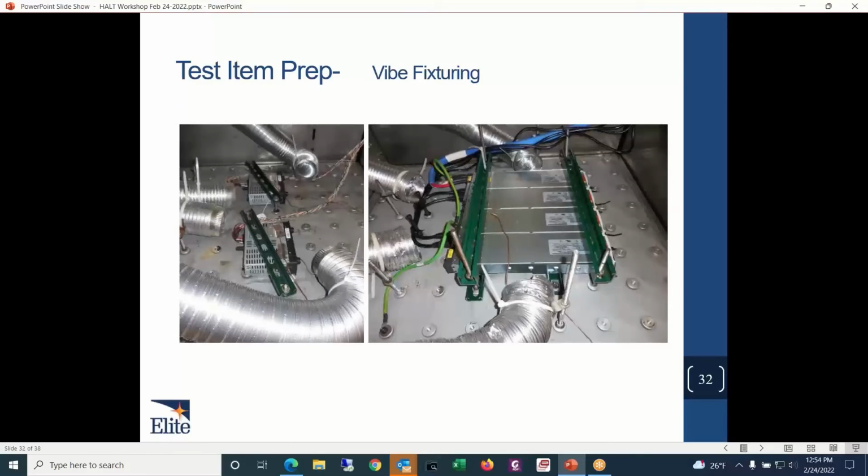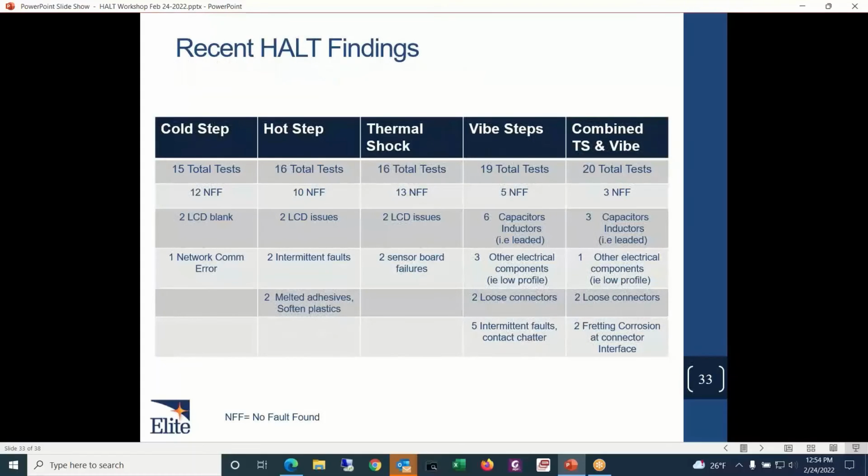If you can't get to the printed circuit boards, we tend to use bar clamps wherever possible. These tend to be pretty effective, very quick approaches as well. Again, kind of avoiding a heavy, massive fixture in the test table.